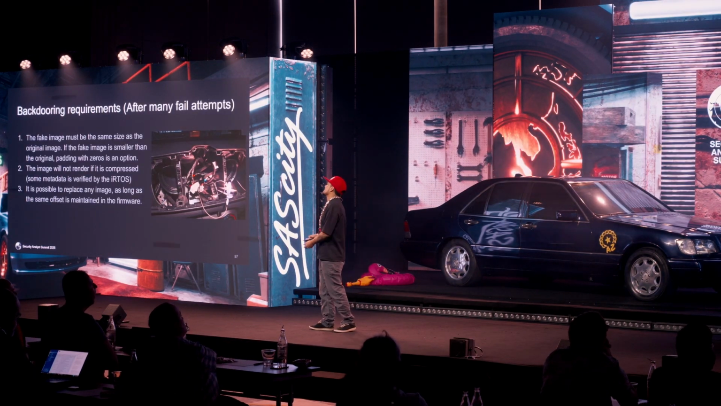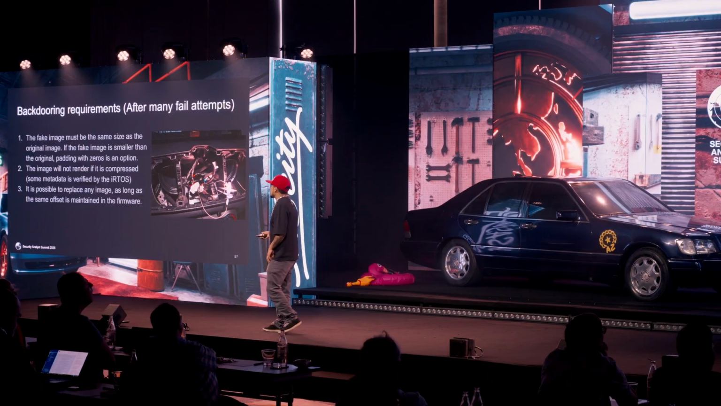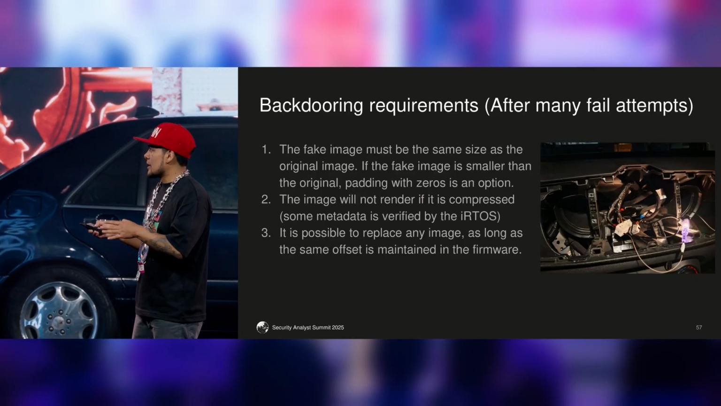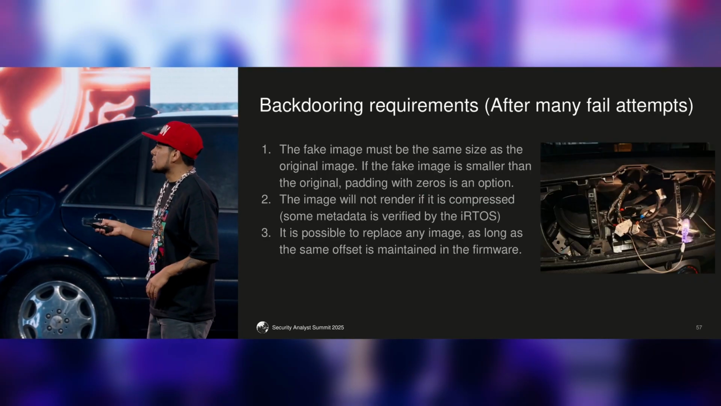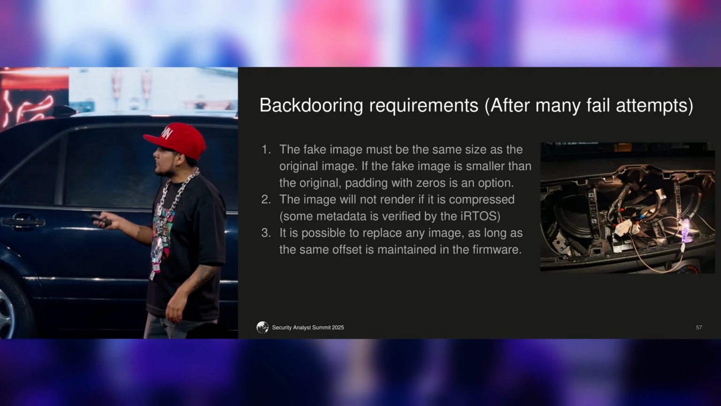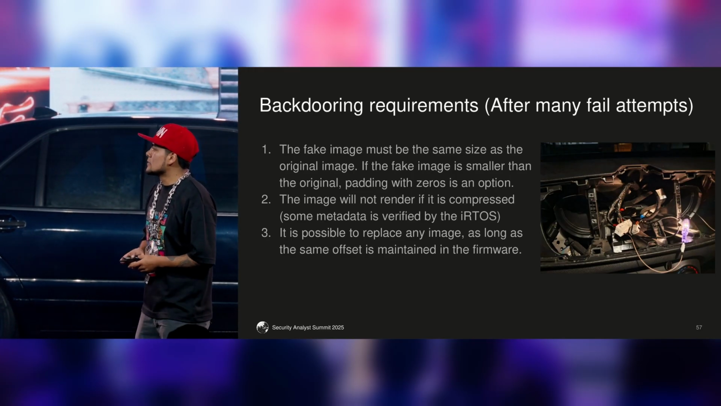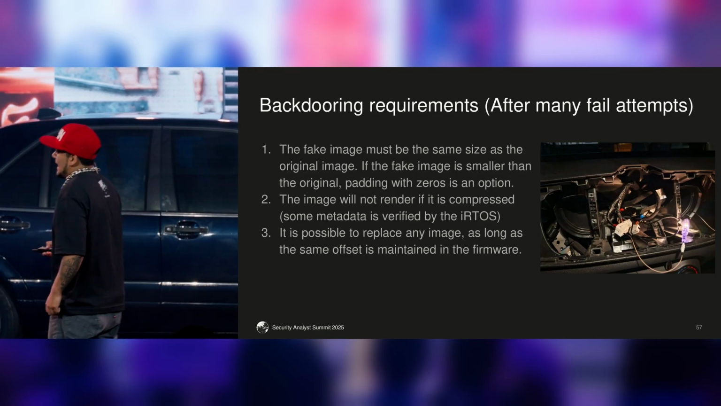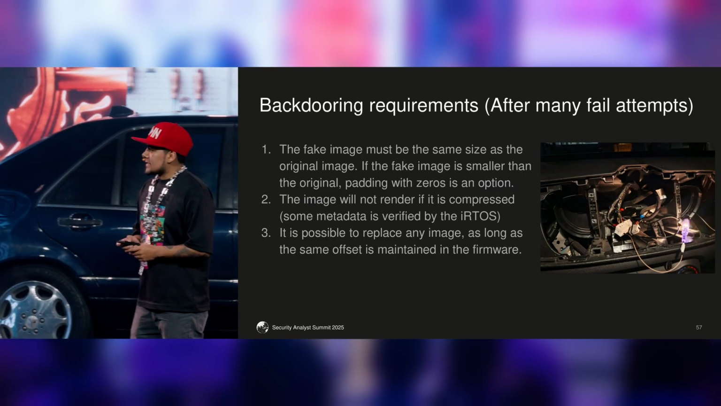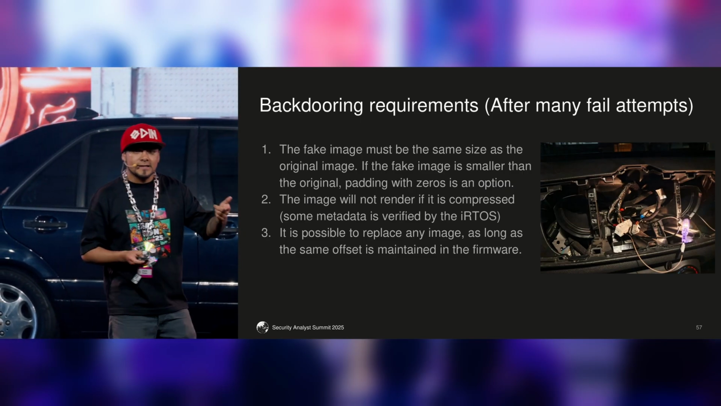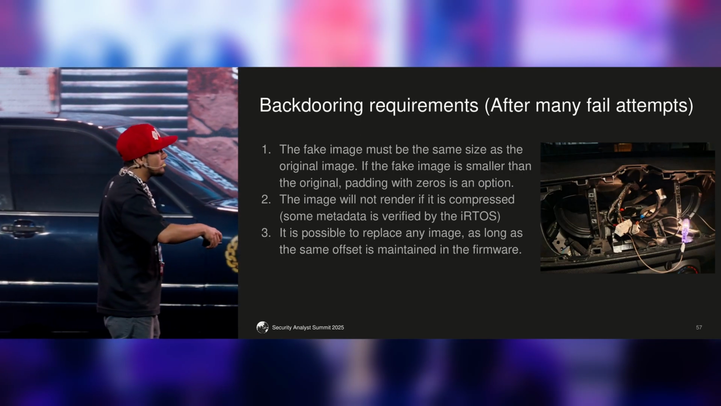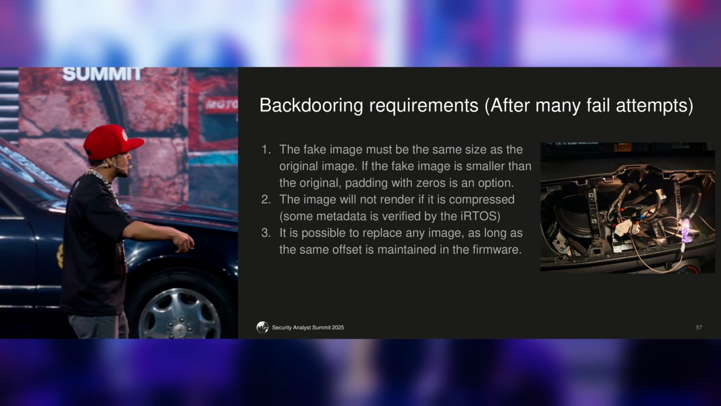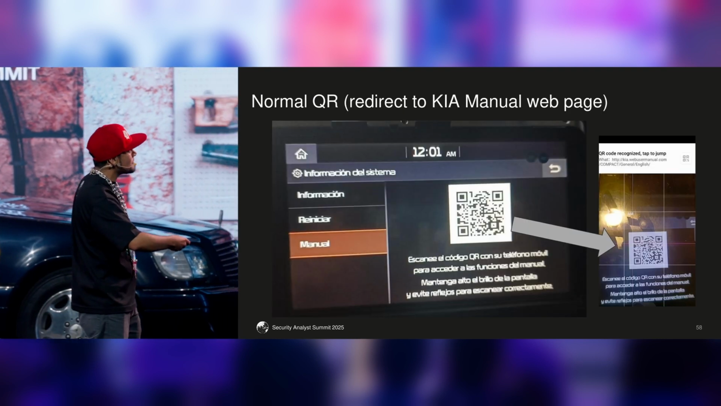And after many failed attempts, I discovered the backdoor requirements. The fake image must be the same size as the original image. If the image is smaller than the original, padding with zeros is an option. The image will not render if it is compressed, due to the libpng checks. Remember, it is possible to replace any image as long as the same offset is maintained in the firmware.